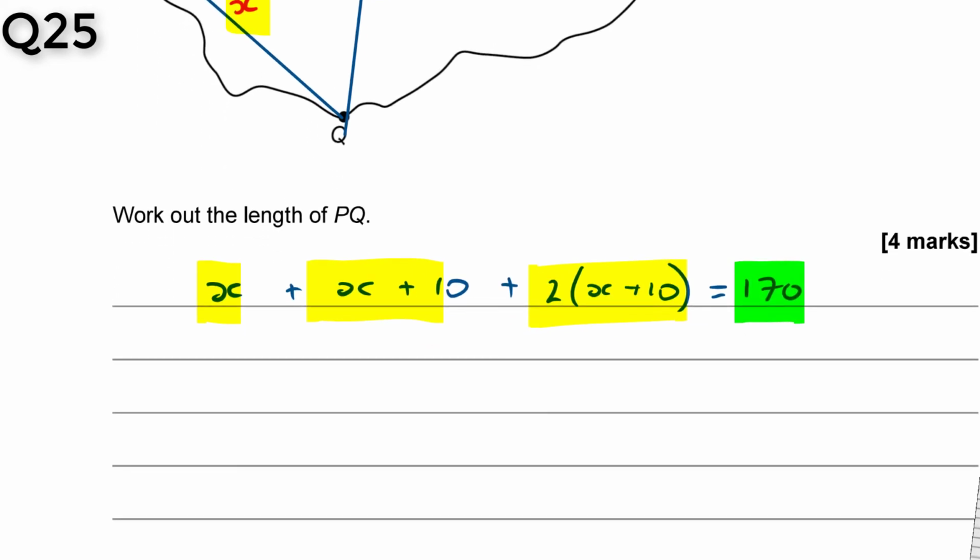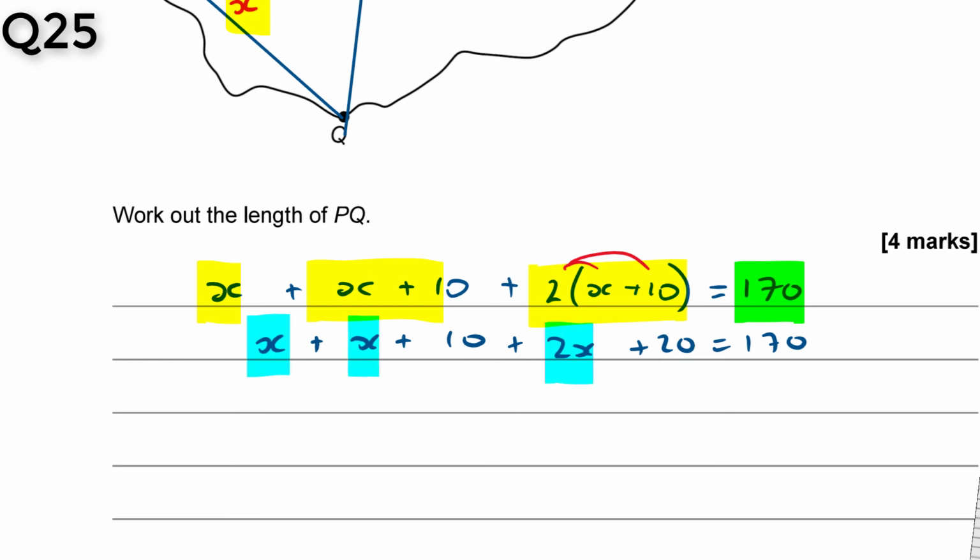Okay, so now it's a matter of collecting like terms together and then seeing if we can solve this for x. Let's remove the brackets over here to start with. That's going to give me 2x plus 20, isn't it? I've still got my 10 and my x and my other x over on this side. Then collecting like terms together, I've got an x and a 2x. That adds up to 4x. And I've got a 10 and a 20. So that adds up to 30. So I'm going to get 4x plus 30 is equal to 170.